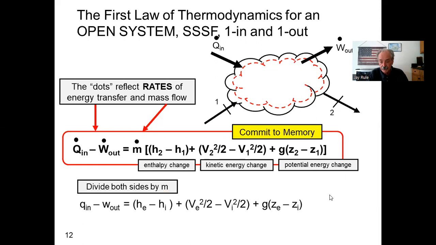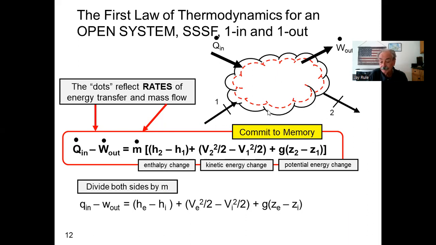Let's move on to open system, first law of thermodynamics. All right, here's my sketch. For this example, one inlet and one outlet, steady state, steady flow. Okay, here's the first law. It's conservation of energy. Q dot in minus W dot out equals M dot, the mass flow, times a bunch of bracket terms, H2 minus H1, plus V2 squared over 2 minus V1 squared over 2, plus G times vertical position Z2 minus vertical position Z1.